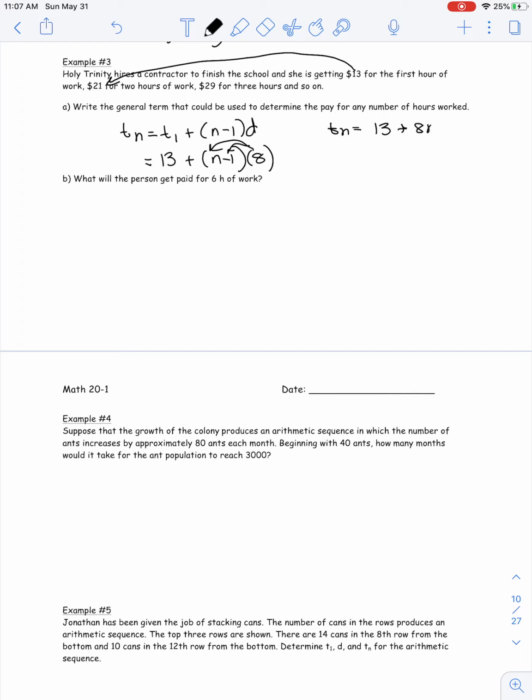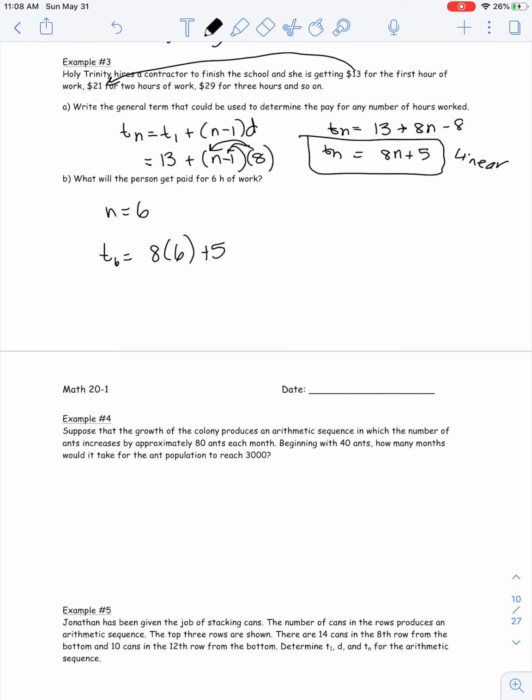So we're going to distribute the 8 in. And 13 minus 8 gives us 5. So it's going to be 8n plus 5. The reason we write it this way is because then it's simpler to substitute values into it, and it's actually a linear equation. So we're going to replace n now with 6 because we know how many hours have been worked. So T6 is what we're trying to solve for. So 8 times 6 plus 5, we're using the general term equation here. If you put that in your calculator, it equals $53. So that's how much he earns for 6 hours of work.